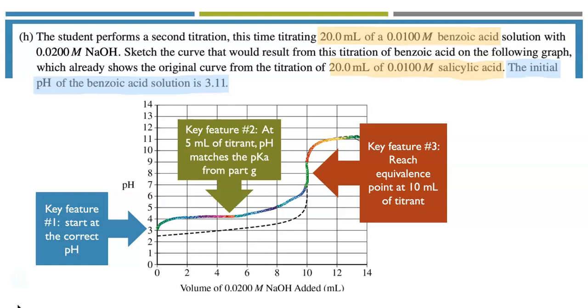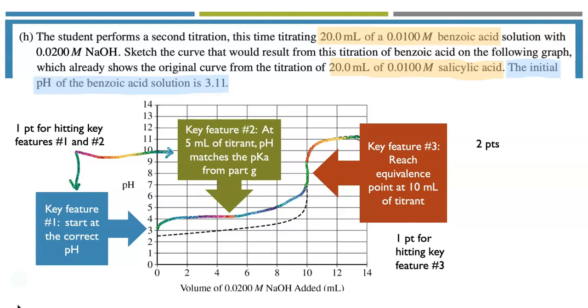Part H was scored for 2 points. The first point required you to hit both key feature 1 and key feature 2, that you started at the correct pH and that you had the correct pH at the half equivalence point. If you missed either one of those, you could not earn this point. And to earn the second point, you had to have your equivalence point at 10 mL of titrant. And that's what we're looking for in this problem. So you're really showing that you understand what's happening in a titration curve. You're showing an understanding of the stoichiometry of the problem, and that you've got a weaker acid. Everything's going to be bumped up a little bit.